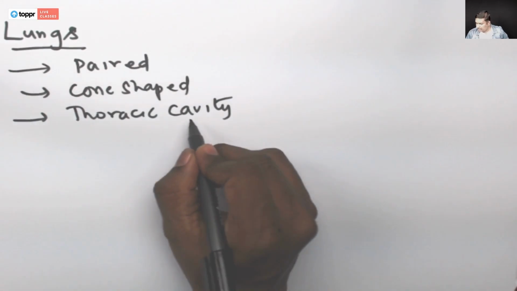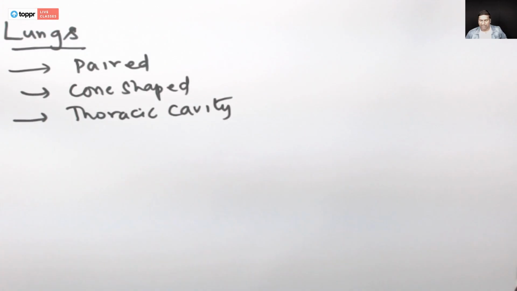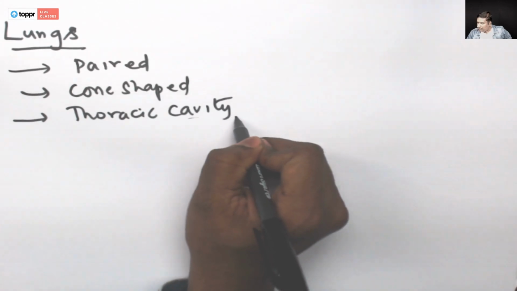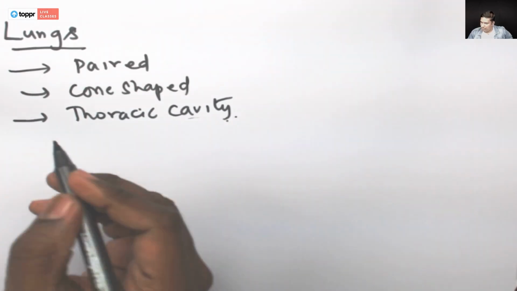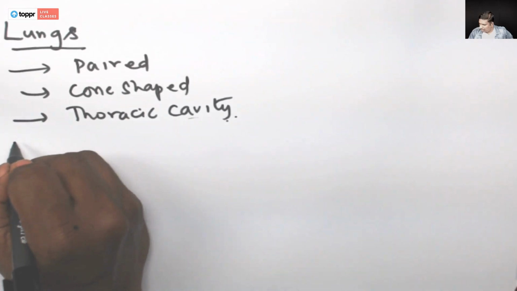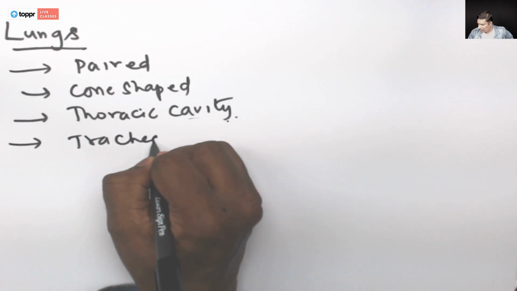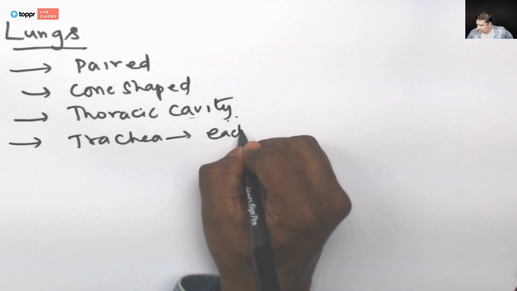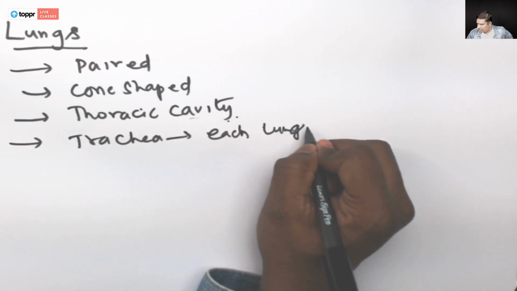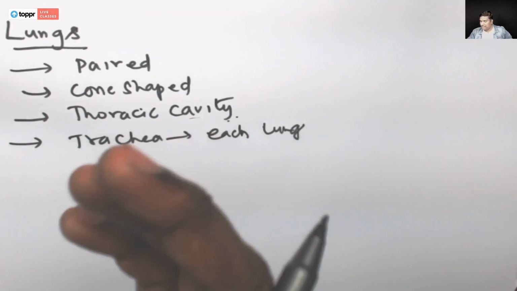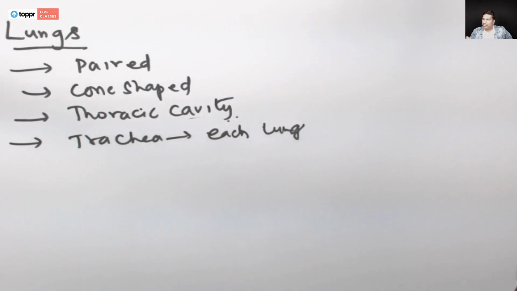Now, like I said, they are present in the thoracic cavity, the upper half. All the cavity that is above the diaphragm is your thoracic cavity, and below the diaphragm is the abdominal cavity. On each side you have your trachea, which opens into each lung. Basically the trachea branches out, forms two primary bronchi, and those primary bronchi enter each of the lungs.